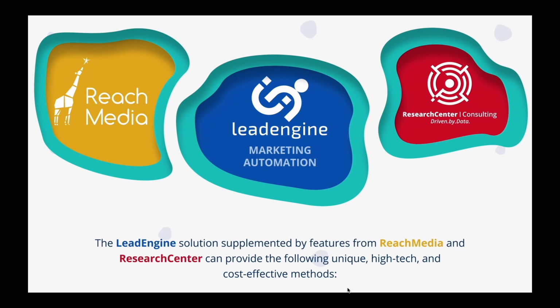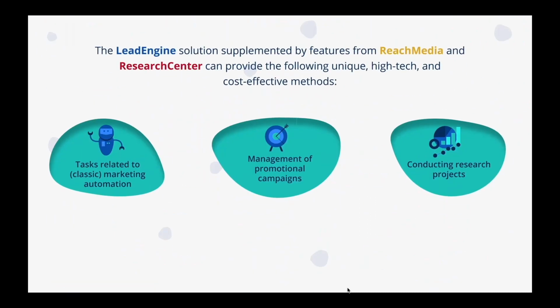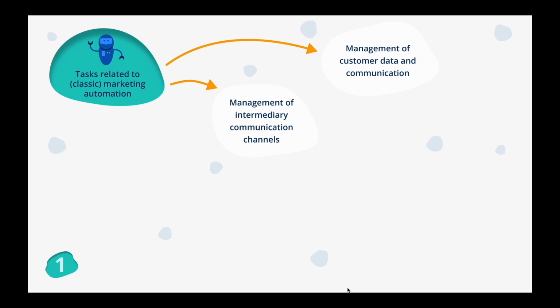We implemented the US developed software with self-developed LeadEngine software. This collaboration offers customized online marketing services. The Mautic-based software, complemented with solutions developed by Reach Media and Research Center, can provide unique, high-tech, and cost-effective methods. For example, management of tasks related to classic marketing automation and promotional campaigns, or even supporting research projects.